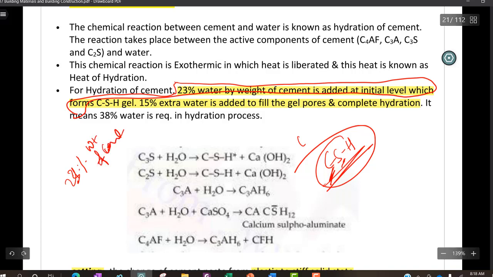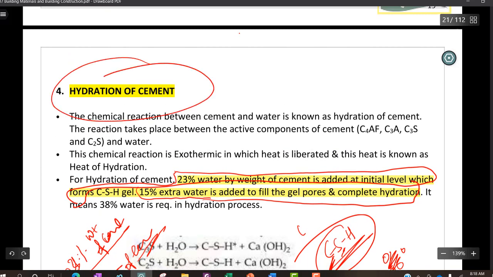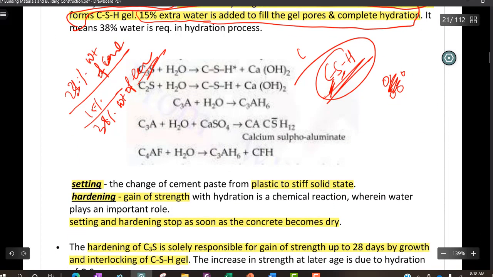And you should also add 15% extra water. Why? Because there will be some pores, to fill these gel pores we have to add 15% extra of water. So total how much percent you are adding? 23% for reaction, 15% for filling the gel pores. So total 38% by weight of cement you should add water, so that this reaction will be possible. Hydration of cement is possible. If you are not adding this much amount of water, obviously whatever cement paste you are forming, uska utna strength nahi rahega and you will not get your desired end product. I hope you got the concept.